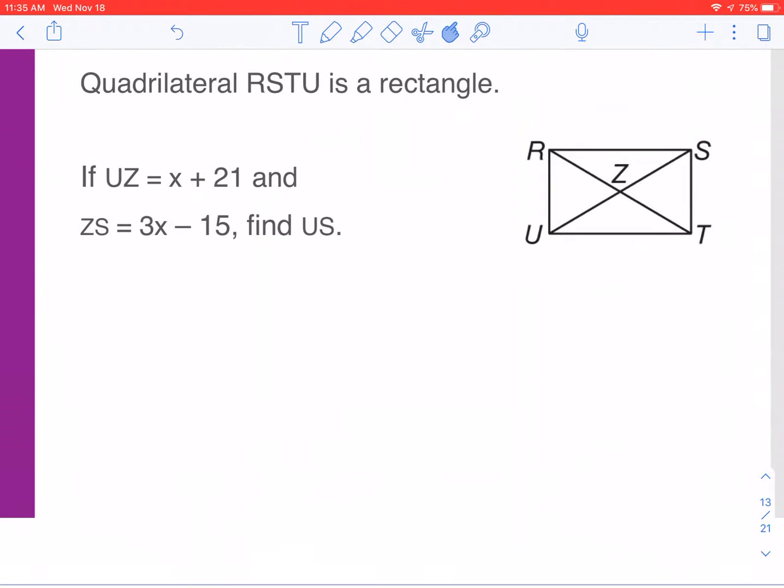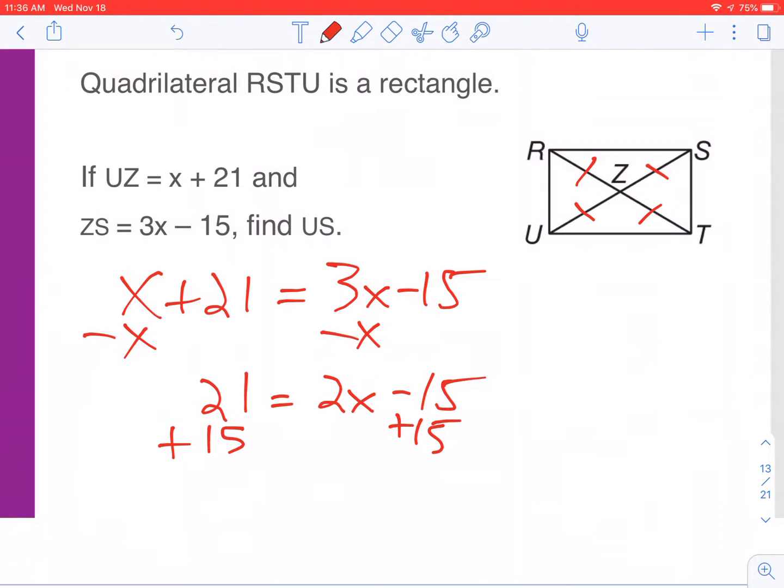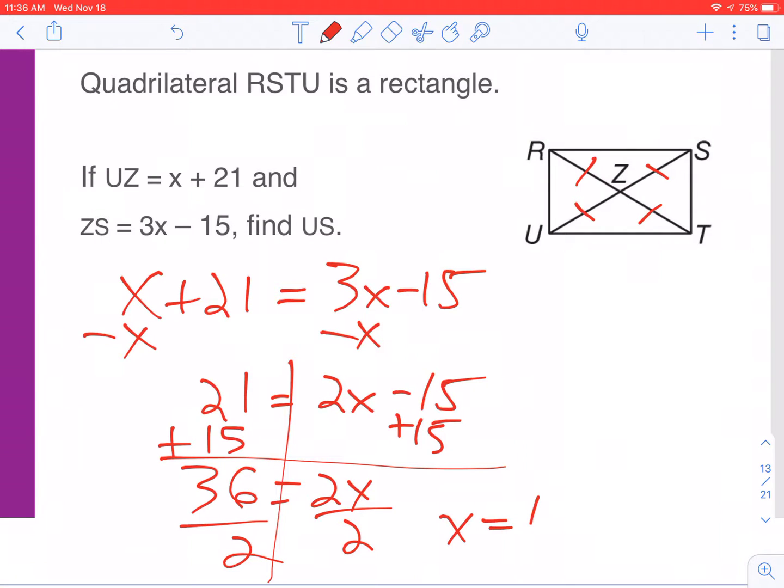Okay, let's try some of these ideas here. Okay, once again, we can mark all of these equal. That means x plus 21, which is UZ, that's going to equal ZS, which is 3x minus 15, minus x. 21 equals 2x minus 15, add 15, add 15. We get 36 equals 2x divided by 2. X equals 18. But it says find US.